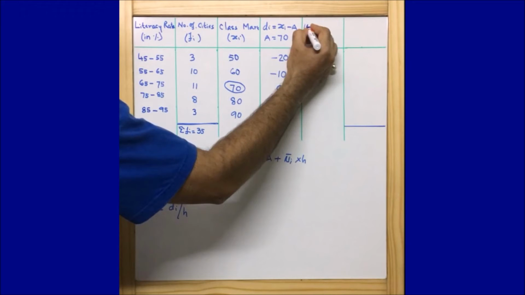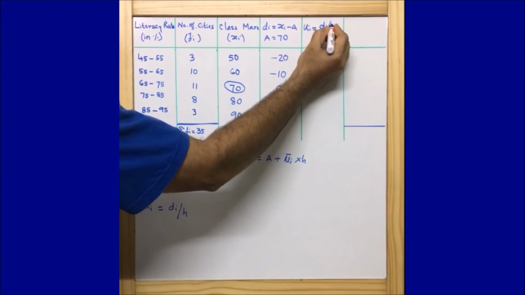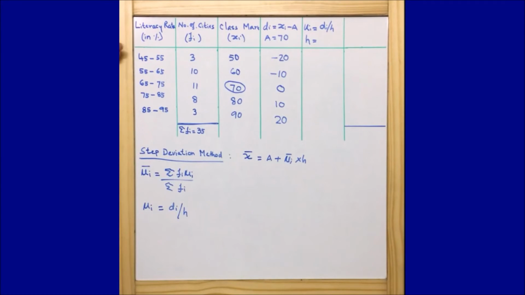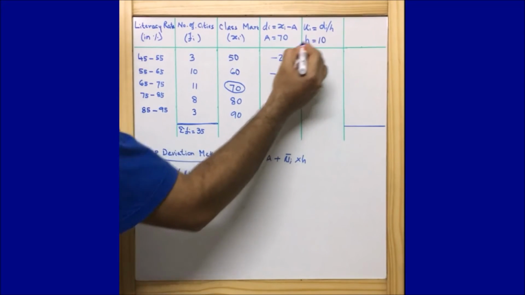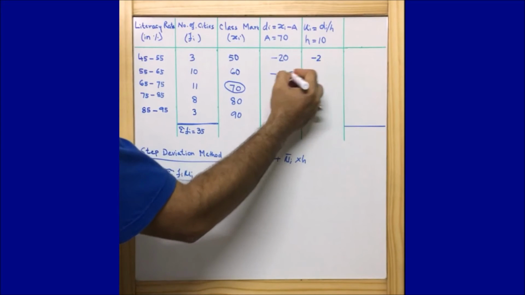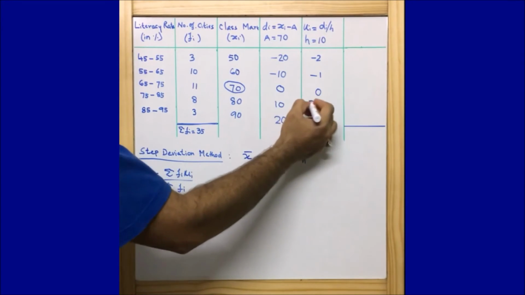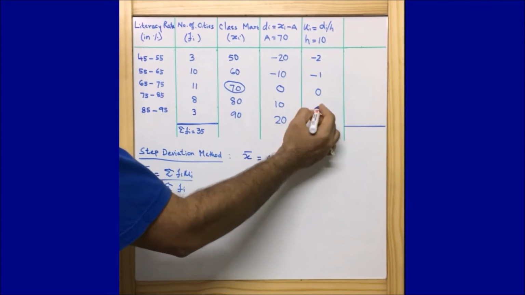So I mentioned below, ui is equal to di by h. So what is h here? Here the class height or the class distance, like 45 plus 10, 55 plus 10, that means 10 is the distance here or height here. So we are going to consider h as 10. Now minus 20 by 10 is minus 2, minus 10 by 10 is minus 1, 0, 10 by 10 is 1, 20 by 10 is 2.